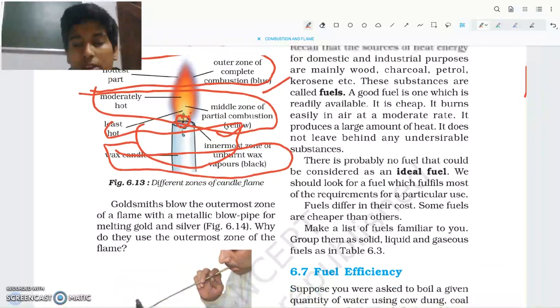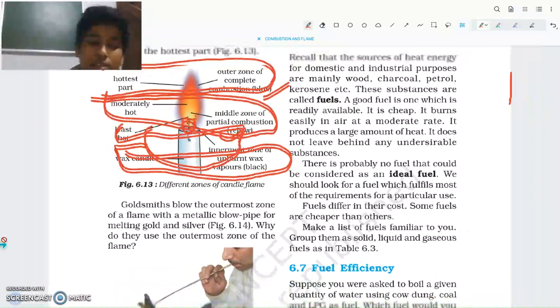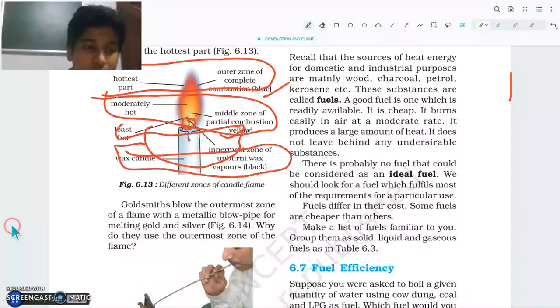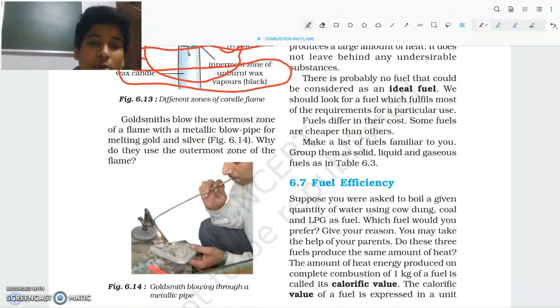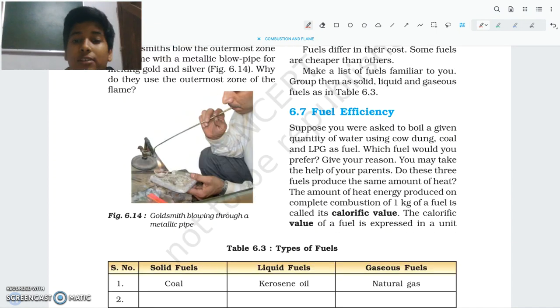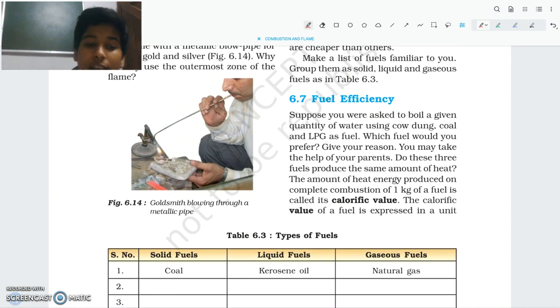Okay, now mostly the goldsmiths, how can they melt gold? They blow on the outermost zone, and the middle zone melts the gold, and then they form the shape that the customer wants. Now yes, I was talking about calorific value and fuel efficiency.